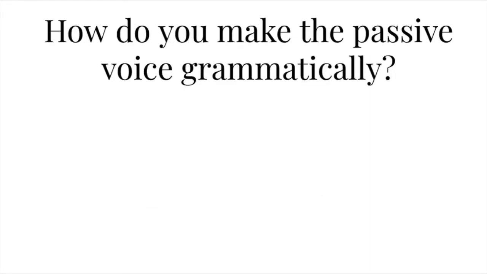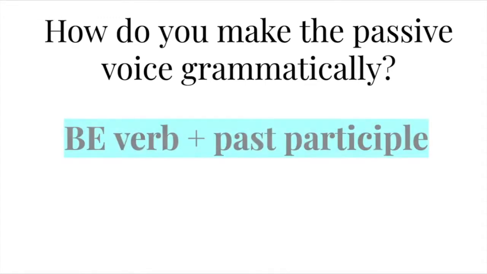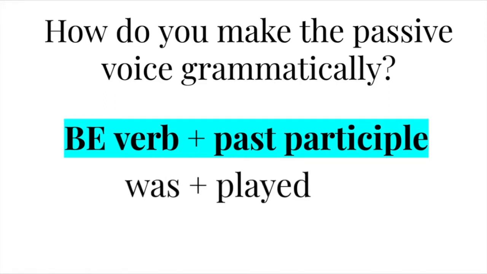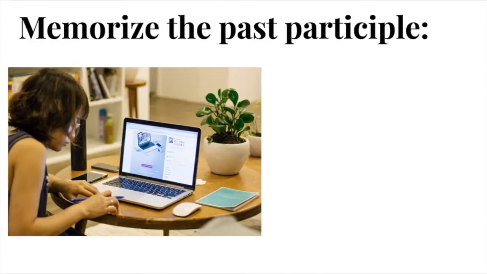How do you make the passive voice grammatically? You need to have the be verb, right? Is, am, are, was, were. And you also need to have the past participle. So here's an example. Was plus played. You need to memorize the past participle if you haven't done so already.